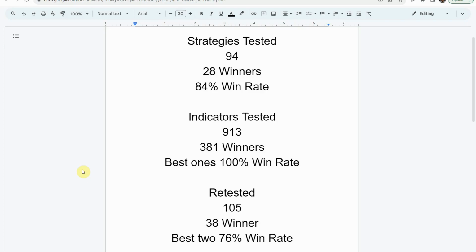Now you need to go back and watch those videos to understand the context of how they were able to achieve that. So go back and watch those videos and see what you can get out of those winning indicators. We've also retested in the advanced testing 105 of the winning indicators. 38 of them have been able to maintain the winning status, the best two, a 76% win rate.